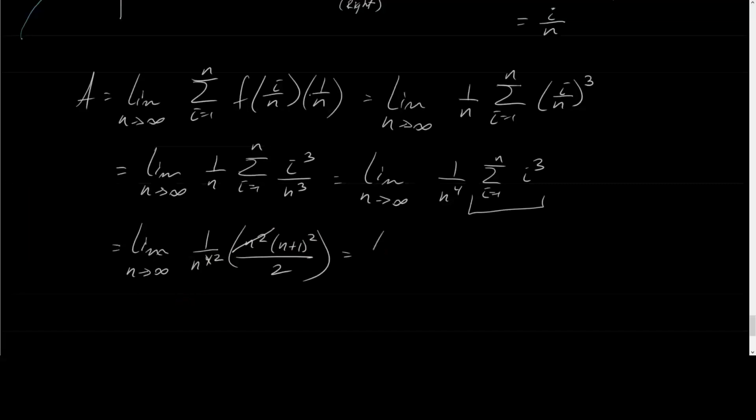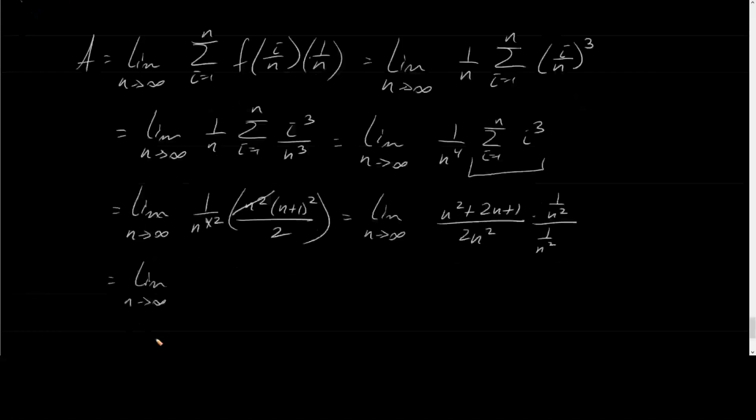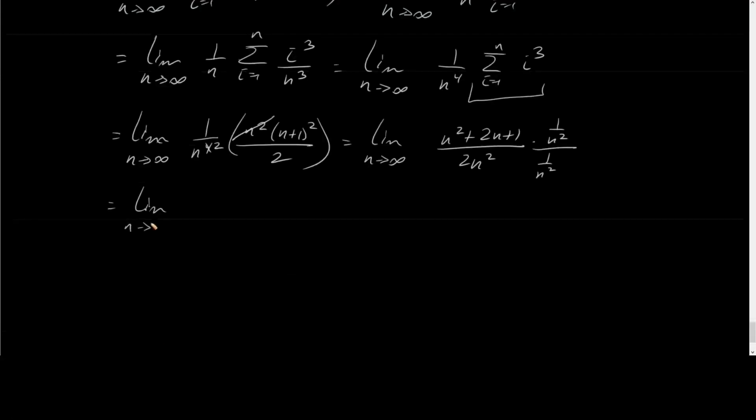So what I really have here is the limit as n goes to infinity of n plus 1 squared. N plus 1 squared is n squared plus 2n plus 1 over. On the bottom here, I have n squared. N squared times 2 is 2n squared, right? If I multiply this by 1 over n squared over 1 over n squared, this gives me now the limit as n goes to infinity, and that's an infinity symbol there. Not any better. There we go.